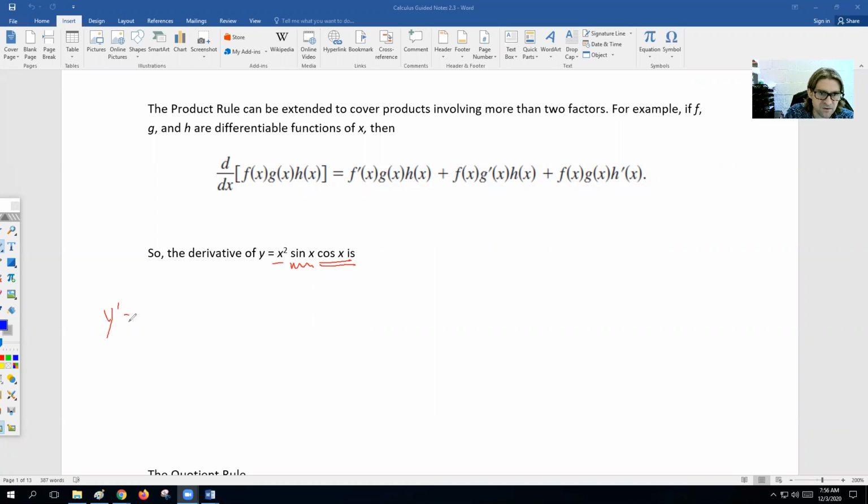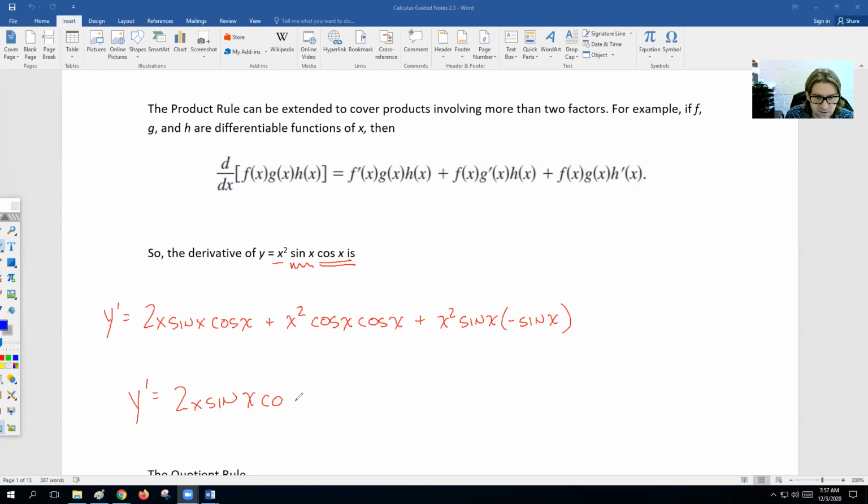So let's take the derivative of x squared, which is 2x, and we'll leave the sine of x alone, and we'll leave the cosine of x alone. Next, we'll leave the x squared alone. We'll take the derivative of sine of x, which is cosine of x, and we'll leave the other cosine of x alone. And then next, we will leave the x squared alone, and we'll leave the sine of x alone, and we'll take the derivative of cosine, which is negative sine of x. So the only thing we really can do here, we can't simplify this out. It's just 2x sine of x cosine of x.